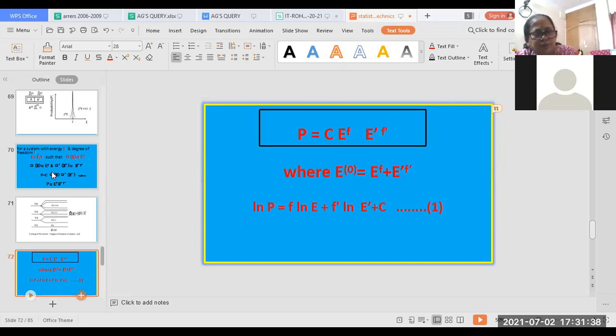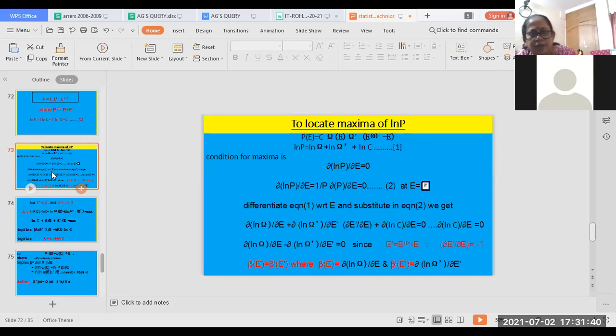So now I will be moving to the next slide. I am making use of this equation. These are the basic equations I am going to use. So now I have to locate the maxima. To get the maxima, first what we should do, we should take ln of P. Okay. So ln of P is ln of omega plus ln of omega dash plus ln of C. I am calling this equation number 1.